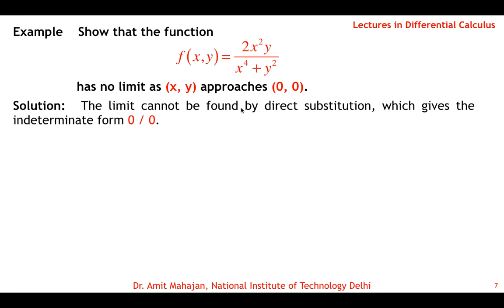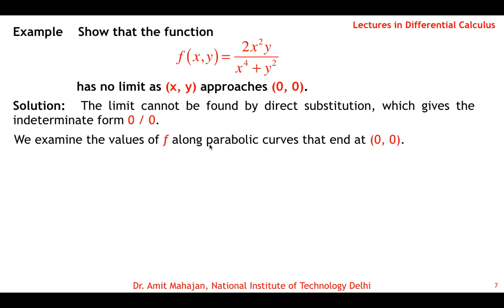The limit cannot be found by direct substitution because it's a 0 by 0 form. So we examine the function along different paths, and one of the important paths here is the parabolic curve that ends at origin. So we substitute y equals kx squared for x non-zero. Why this substitution? Because different k values will give different limit values.